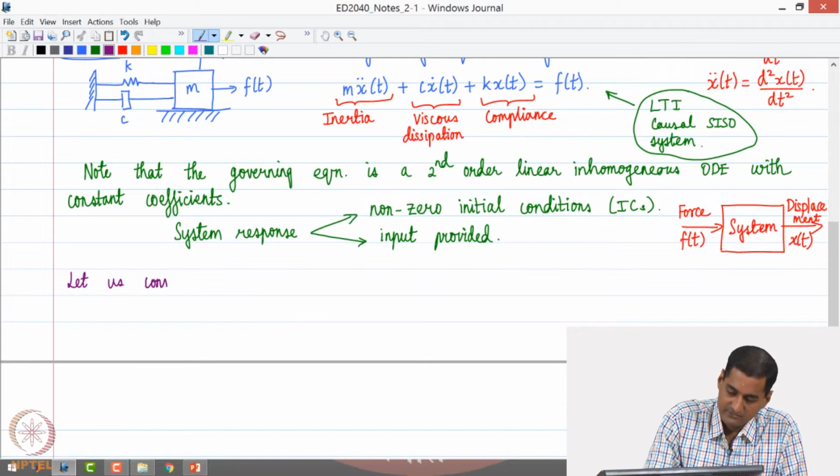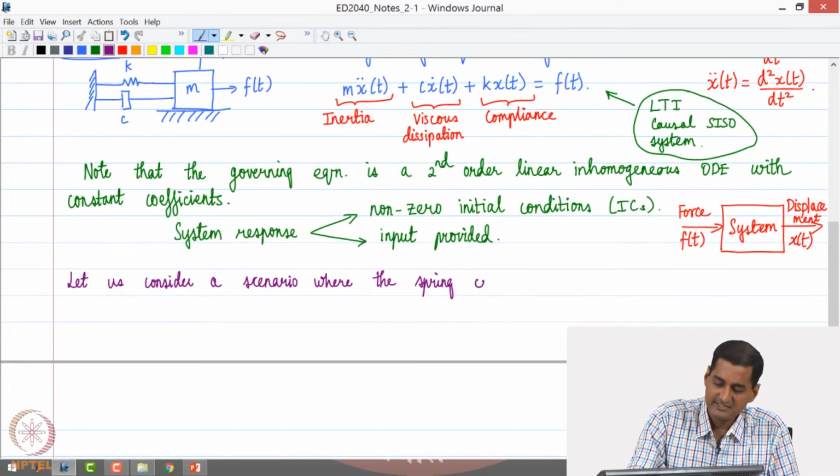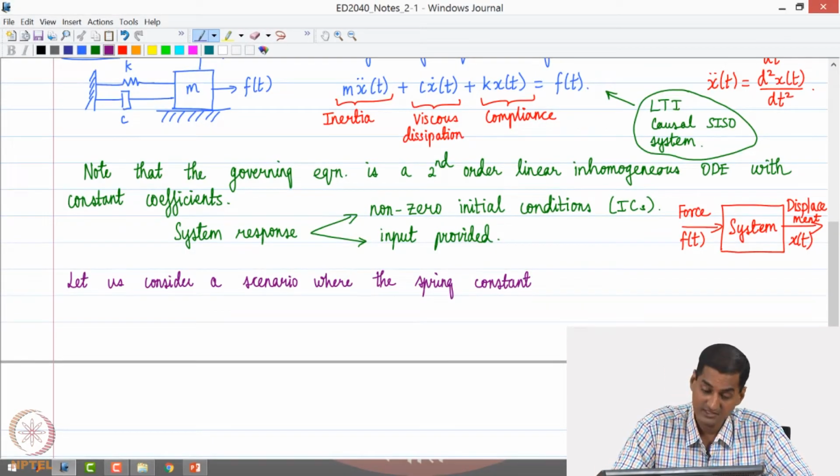On the other hand, let us say we consider a scenario where the spring constant changes with time. Could happen. For example, if I keep on operating the system for a long time, the spring may weaken. So then the spring constant may change with time.